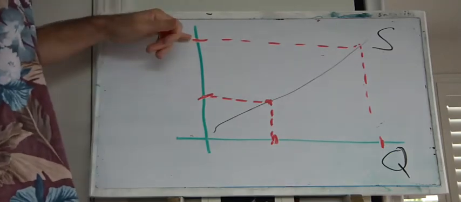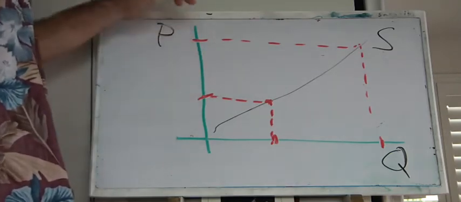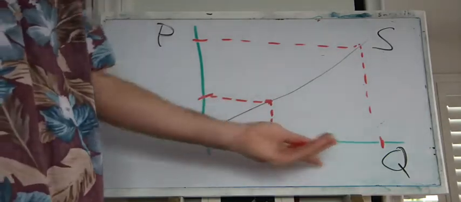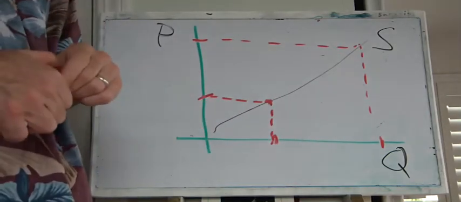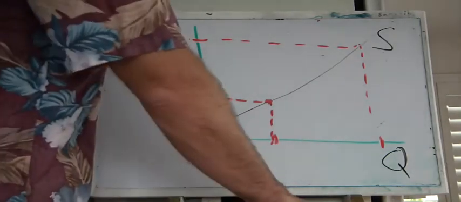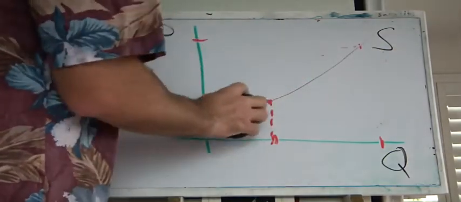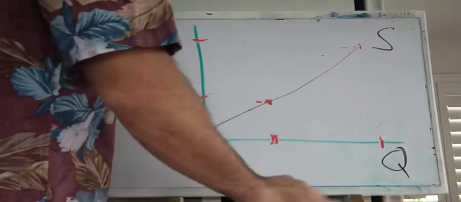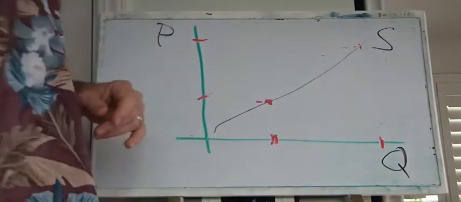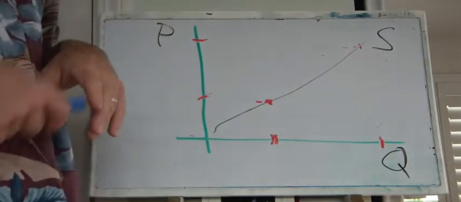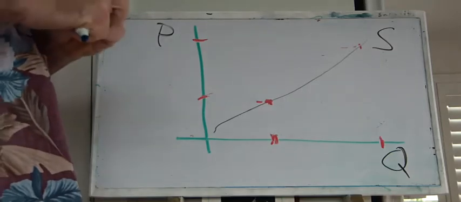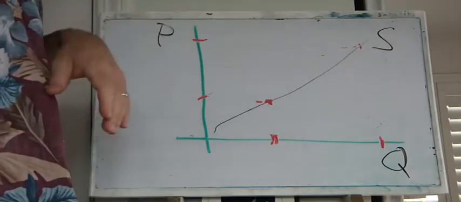It's saying, well, what if the price were here or anywhere? Then how much would we as a group choose to provide to the market? If the fundamental economic conditions or environment changes, the supply curve itself might change or shift, as is the word we use in a lot of textbooks.